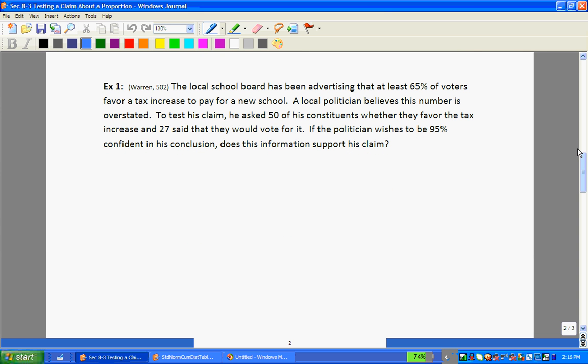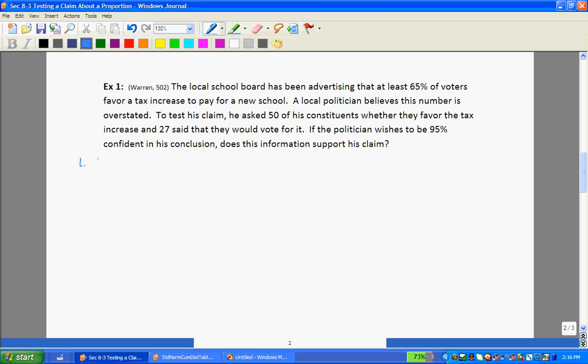Example 1. The local school board has been advertising that at least 65% of voters favor a tax increase to pay for a new school. A local politician believes this number is overstated. To test his claim, he asked 50 of his constituents whether they favor the tax increase, and 27 said that they would vote for it. If the politician wishes to be 95% confident in his conclusion, does this information support his claim? Okay, so we're going to go through a traditional hypothesis test.